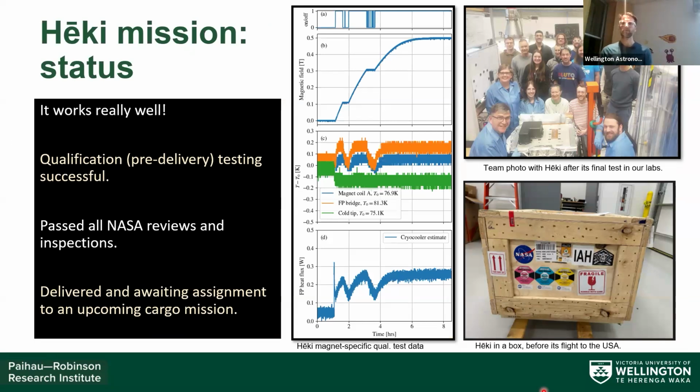So, mission status. It works really well. I'm showing a small portion of the data here, over time. This is the magnetic field in the magnets. We said we wanted to get to 0.3 Tesla at least. We can operate at 0.5 or higher, so we're happy with that. But there are lots of other things in making sure it's thermally stable, and we don't draw too much power and all of that sort of stuff. So that was all part of the qualification testing.